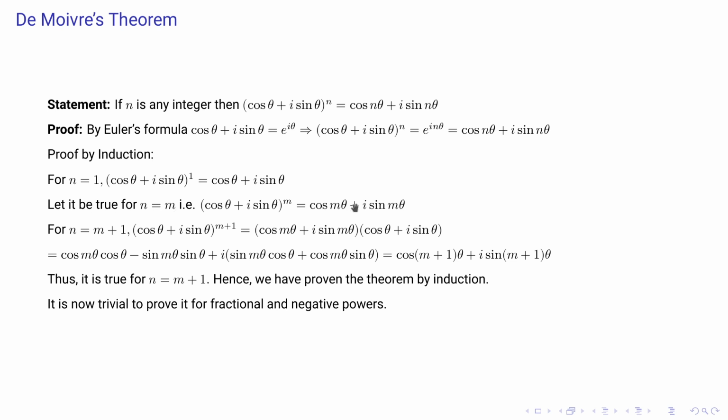And similarly, you can assume for n is equal to minus m it is true. So this will become minus over here for power minus m. And then for m plus 1, this will get multiplied with cos theta minus i sin theta. It will get multiplied with the same. There will be a minus sign over here. So because the minus sign will be here, this will become plus, and this will become minus. So it will lead to the same result.